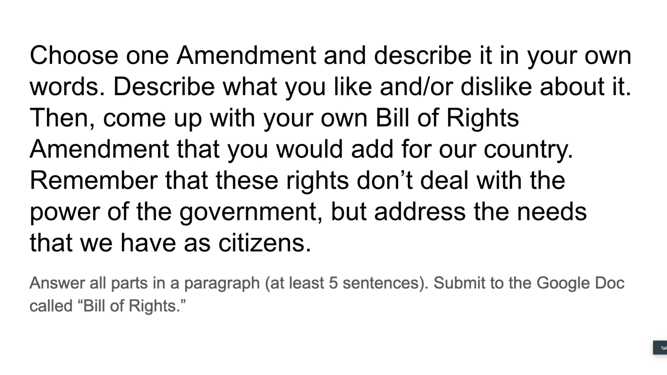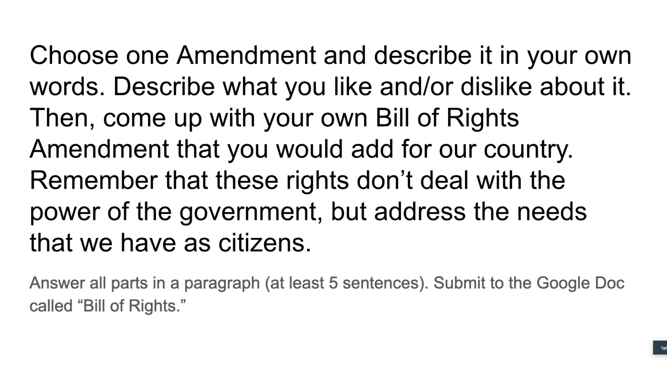And then lastly, I want you to come up with your own Bill of Rights amendment that you would add to our country. Remember that the Bill of Rights doesn't have to deal with the powers of the government. So it's not like, oh, my new amendment would be to choose a different president. It's not really anything about what the government is, but it has to do with addressing the needs we have as citizens. So what is another right that should be guaranteed to us as citizens? You're going to answer all of those questions in a paragraph, at least 5 sentences. Yes, you can write more. Make sure it's submitted to the Google Doc.